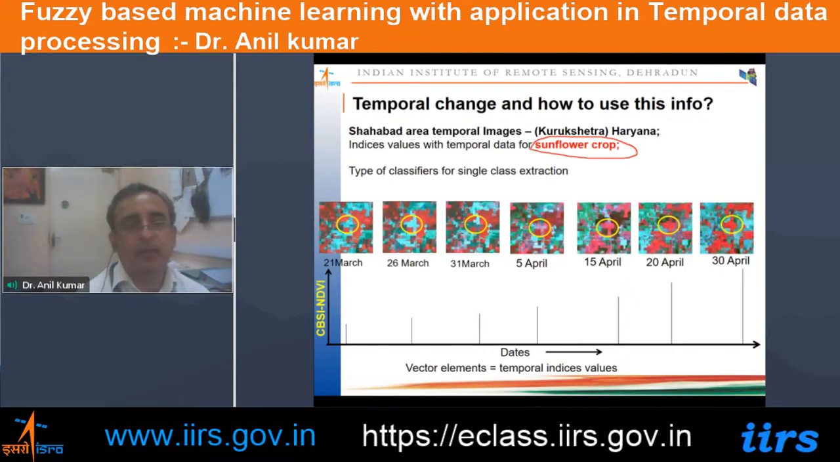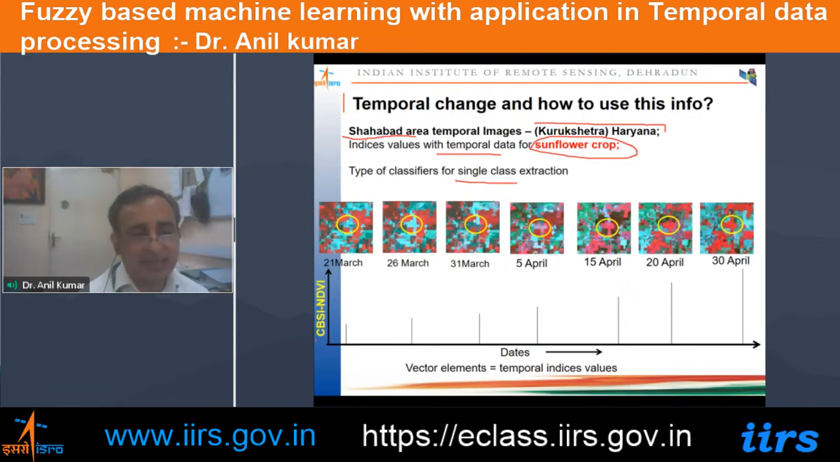Next example I'm showing you is for the sunflower crop, which we found in a few pockets near Dehradun in Haryana state, in the Shahabad area, which is under Kurukshetra district of Haryana. Here we have tried to use the temporal data, and we have tried to extract a single class, that is sunflower. So here again, this is our in-house developed technique to process temporal data for a specific crop or specific class.